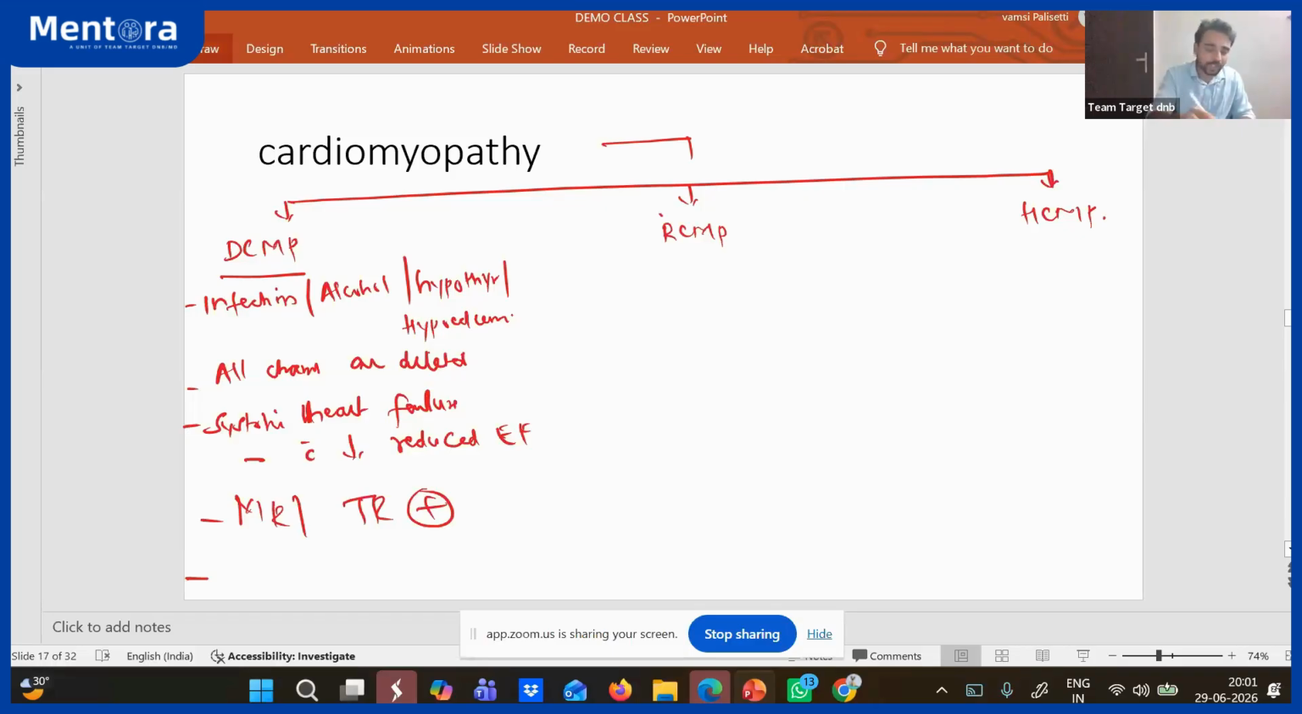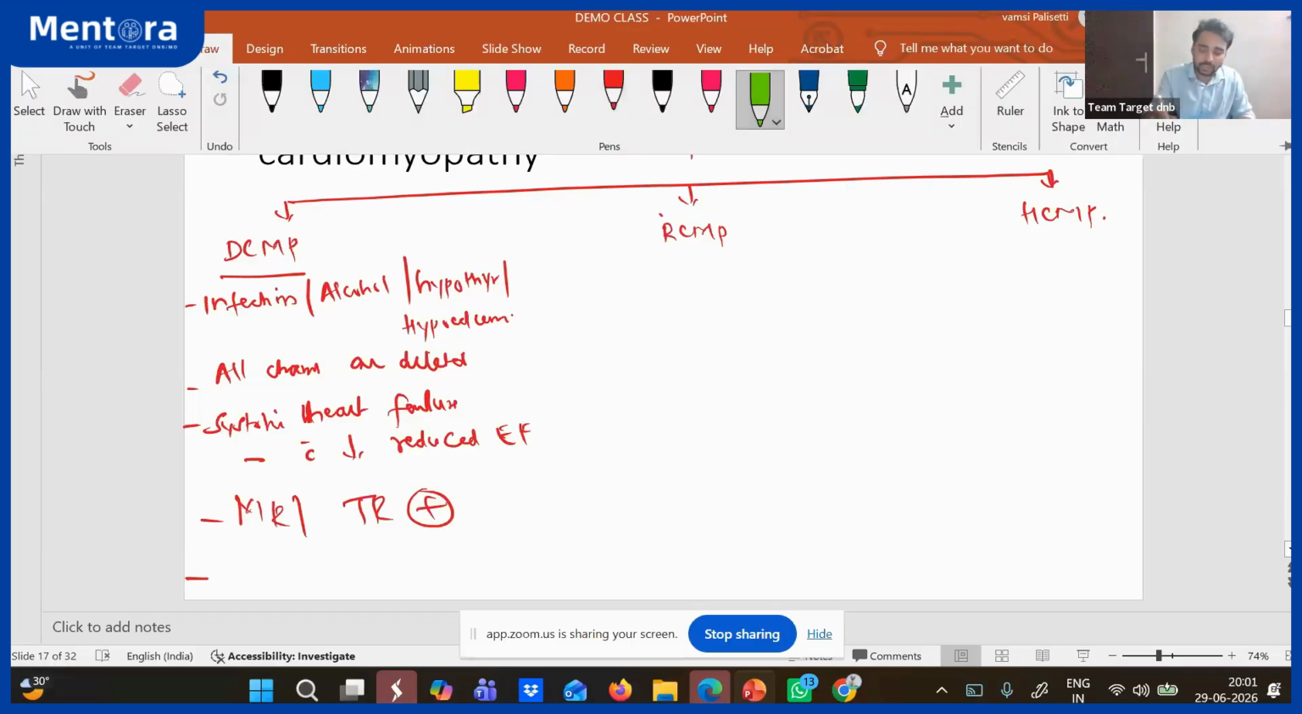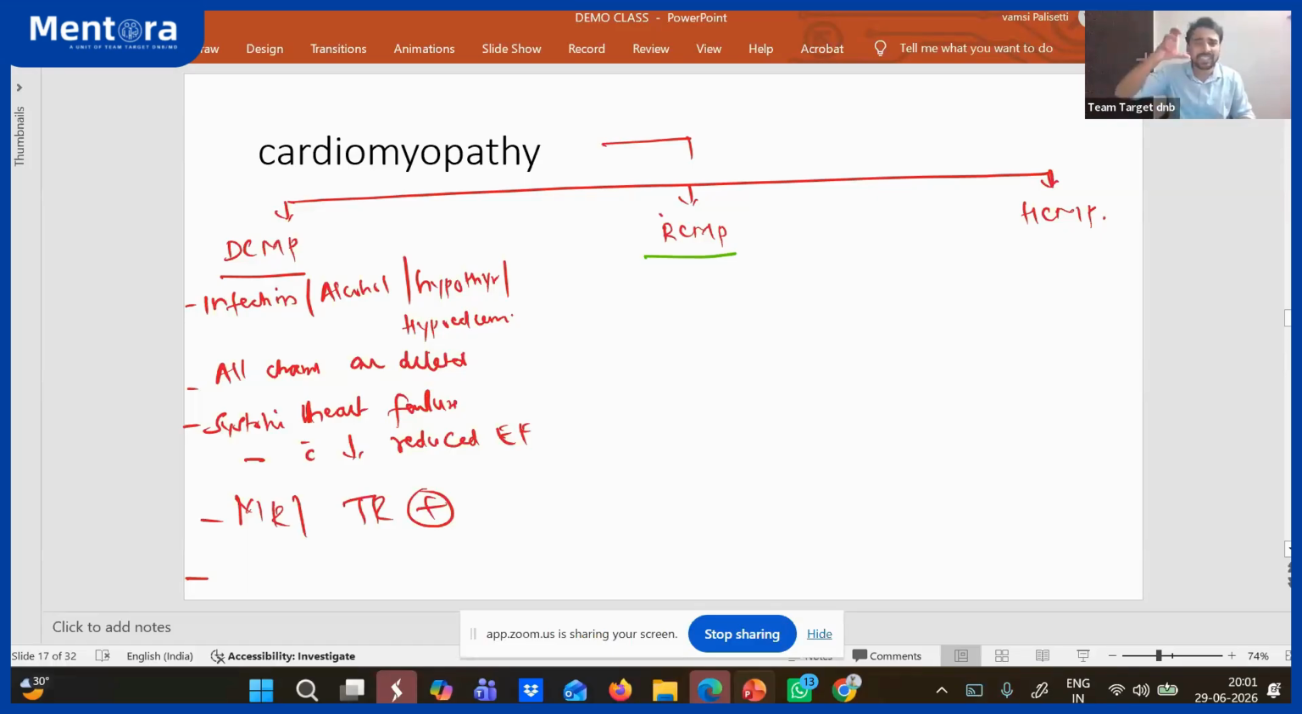Right. Let us go for the restrictive cardiomyopathy. So what is going on in restrictive cardiomyopathy here? Something is restricting. So ventricle has to expand, but it is restricting. It's mainly because of some chemotherapy or some radiotherapy or some fibrosis and all. Okay. So history will be given like the patient is taking some chemotherapy or radiotherapy or some infiltrative disorder like amyloidosis, sarcoidosis. So because of this, something is infiltrated in the myocardium, so myocardium is unable to expand.